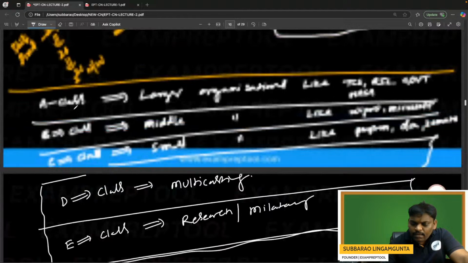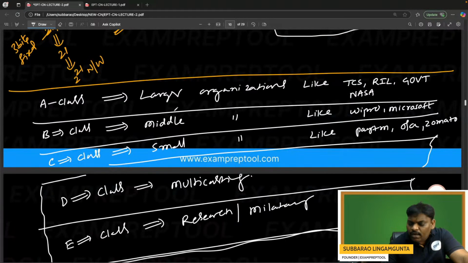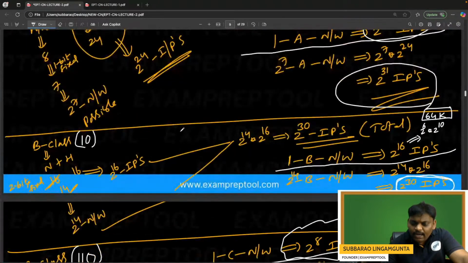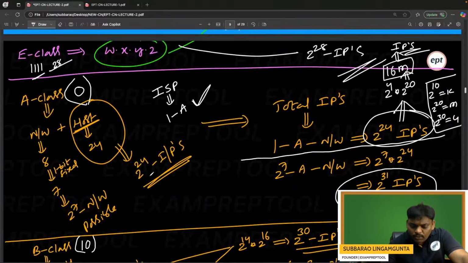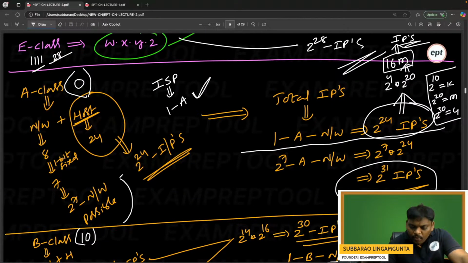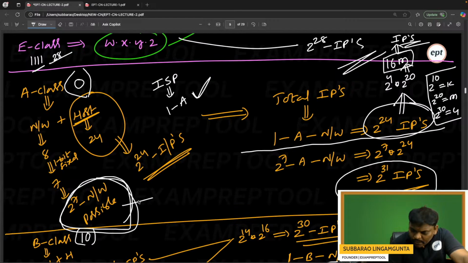Some people are asking, sir, we understand the size of one class A network, but how many class A networks are possible? See this one, 2 power 7 class A networks are possible. Out of them, one of the network numbers is 100. The first bit is fixed, and the remaining 7 bits go from 7 zeros to 7 ones.